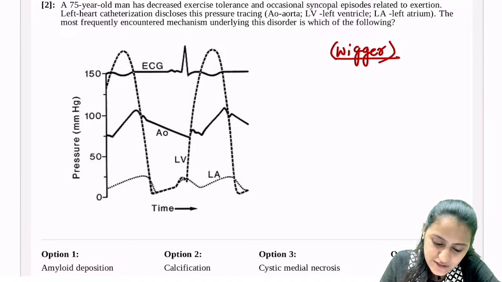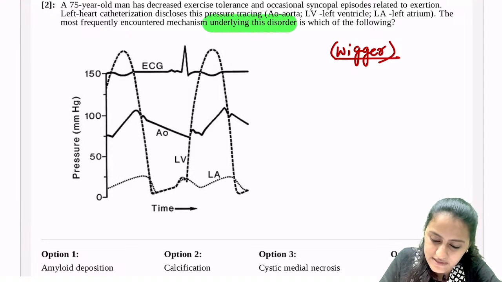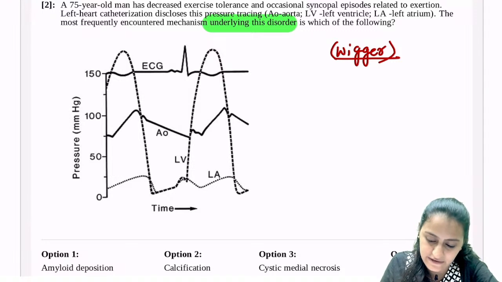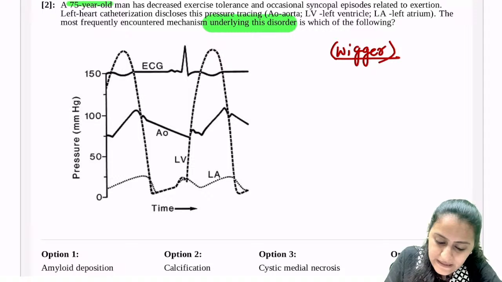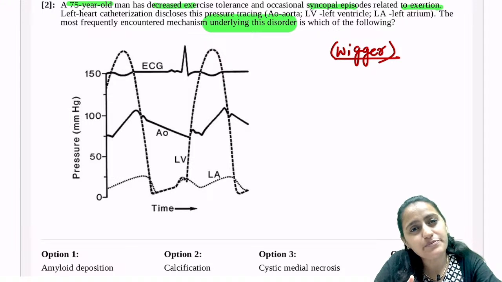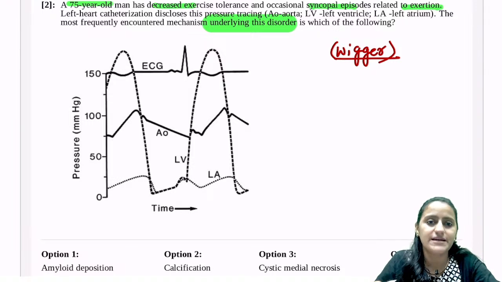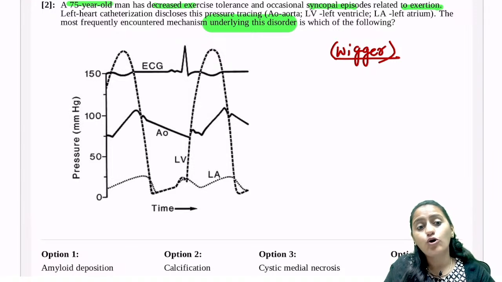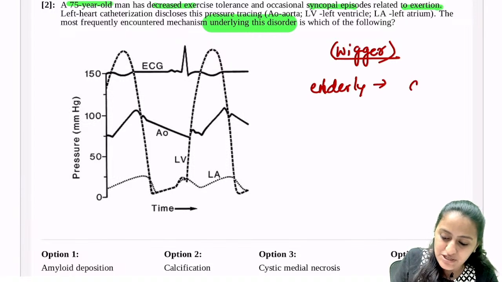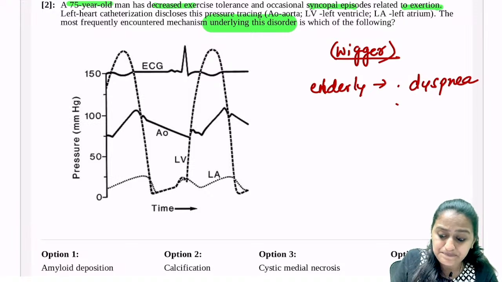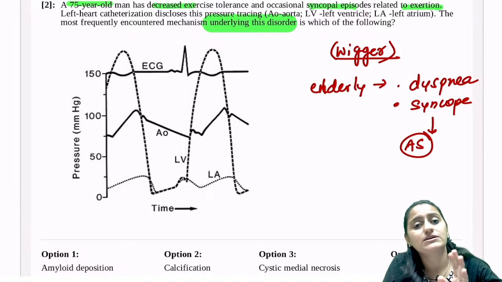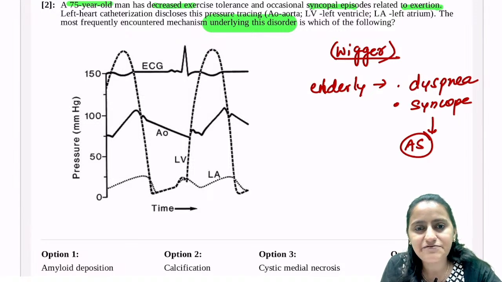So what is the question? The most frequently encountered mechanism underlying this disorder is which of the following? The options: amyloid, calcification, cystic medial necrosis, pericardial effusion. This is a 75-year-old man with decreased exercise tolerance and syncope with exertion. Especially when you have an elderly patient with dyspnea, shortness of breath, and syncope, which valvular condition should you always think of? Age-related aortic stenosis, right? Because there is age-related calcification which occurs.